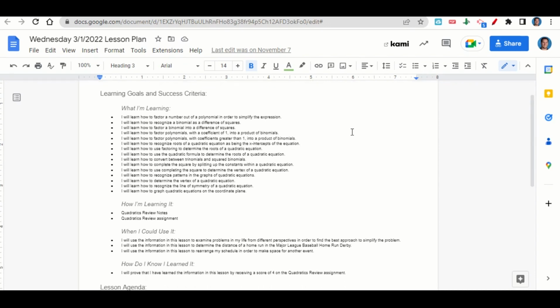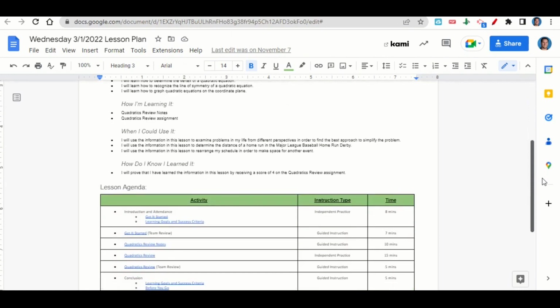When can we use this information? To examine different problems in your life from different perspectives in order to find the best approach to simplify the problem, to determine the distance of a home run in the Major League Baseball Home Run Derby, and to rearrange your schedule in order to make space for another event. How do you know you learned it? By getting a score of 4 on the Quadratics review assignment.